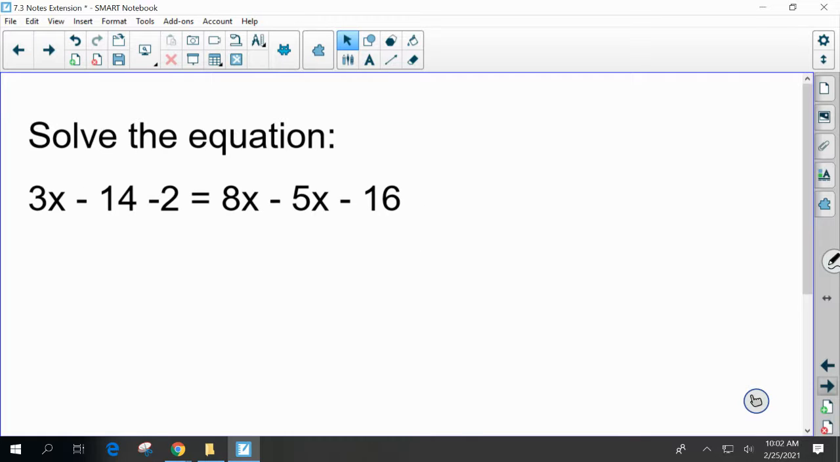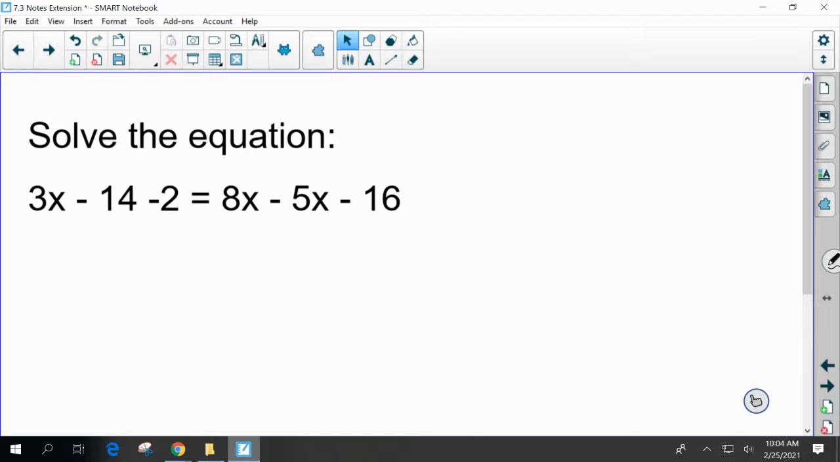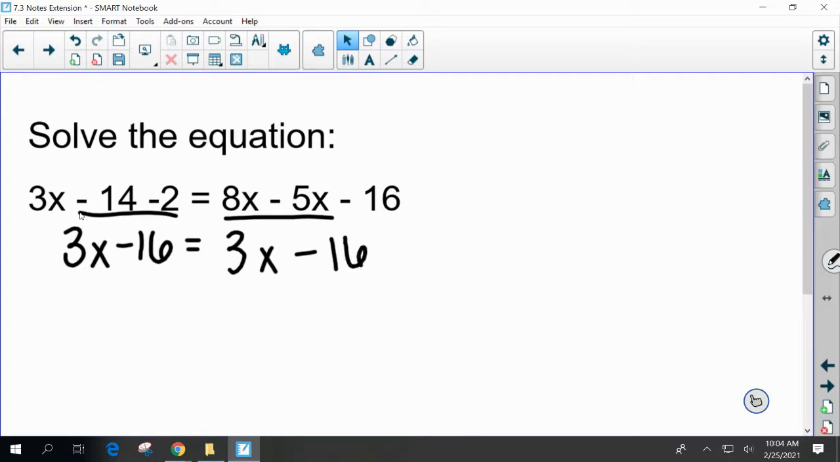Okay, so then I want you to try this last one, which looks like some of you already started it or have done it. All right, so I have to combine like terms right here. So I'll end up with 3x minus 16. And then here I have to do 8x minus 5x, which is 3x minus 16.